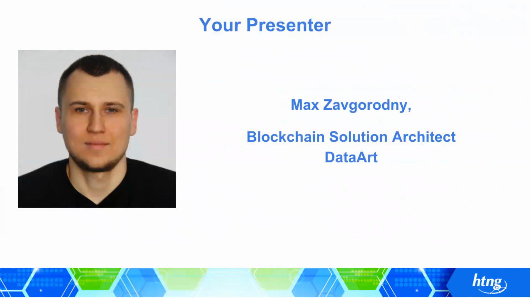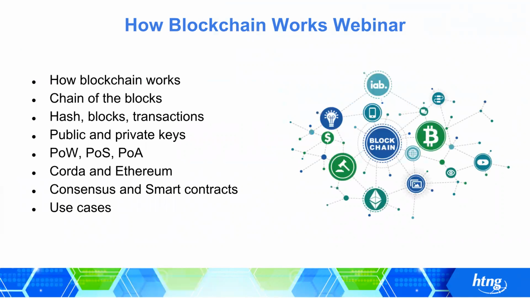And so today we're going to talk about how blockchain works and cover the next topics: a short review of hash functions, transactions, blocks inside the blockchain world and network, and the difference between public and private keys. Also, we'll touch on some concepts like proof of work, proof of stake, proof of authority. Also, we'll consider an implementation based on Corda infrastructure and compare it with the Ethereum infrastructure. Also, we'll consider smart contracts, how they work, and the main use cases with smart contracts.